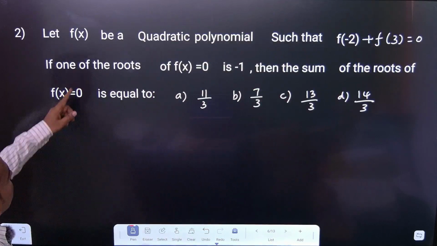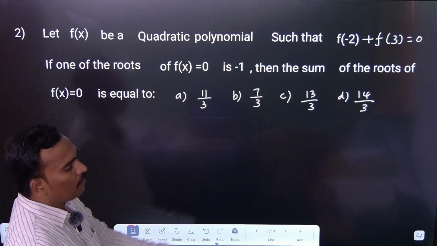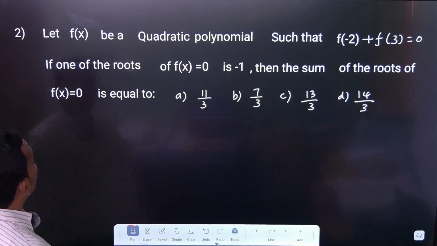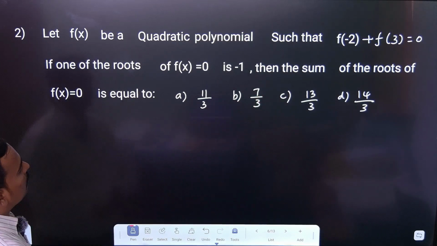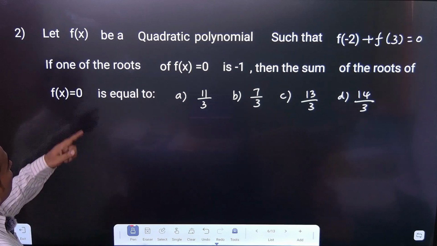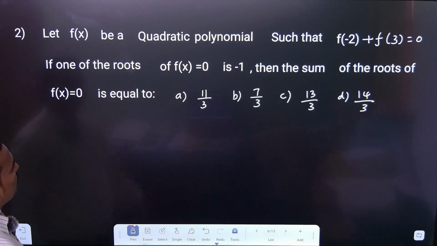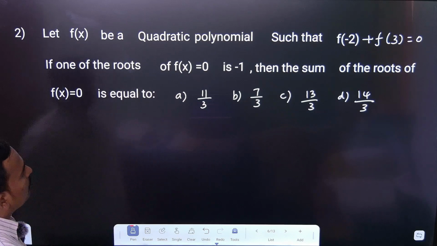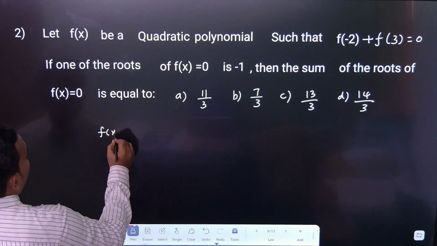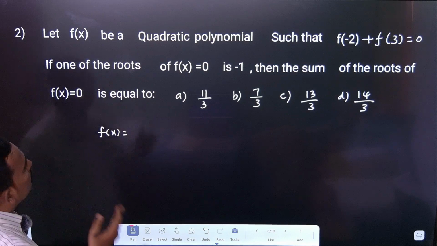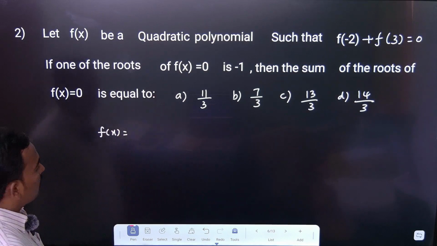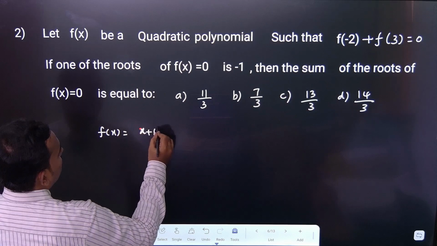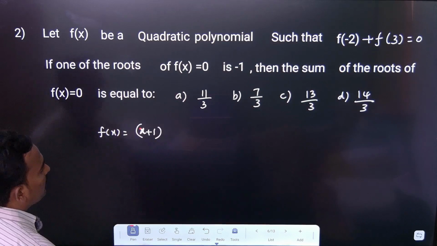You can see, f of x is a quadratic polynomial such that f of minus 2 plus f of 3 is equal to 0. One of the roots is minus 1. The sum of the roots of f of x equal to 0 is equal to what? How to solve this question quickly? Let us take f of x. One of the roots is minus 1, so definitely x plus 1 is a factor.